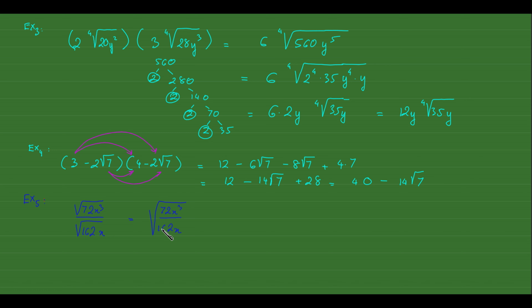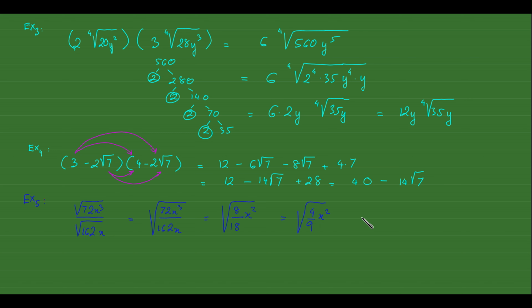Let's see. I simplify the fraction here. So 162 divided by 9 will give you 18. 72 divided by 9 gives you 8. Both of them divided by 9, so this gives you 8 over 18. And x to the third over x, we can apply the exponential property, so subtract the exponent, which gives you x squared. In 8 and 18, I can simplify more, which is divide the top and the bottom by 2, which gives you 4 over 9 x squared.